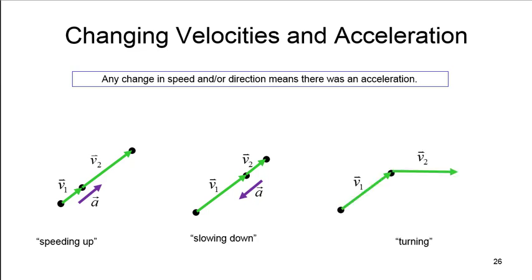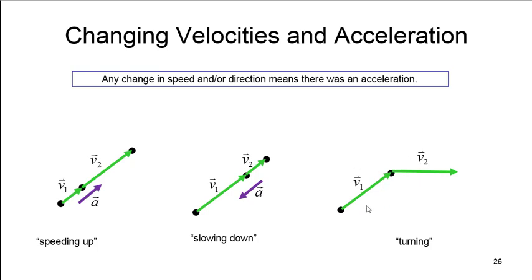Here is an object that is turning. The speed has not changed. It's still going the same speed. However, it has turned, its direction is changing. That means that we did accelerate. So what is the direction of the acceleration in this case?